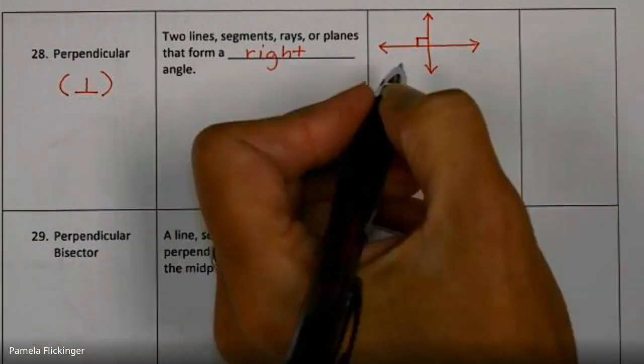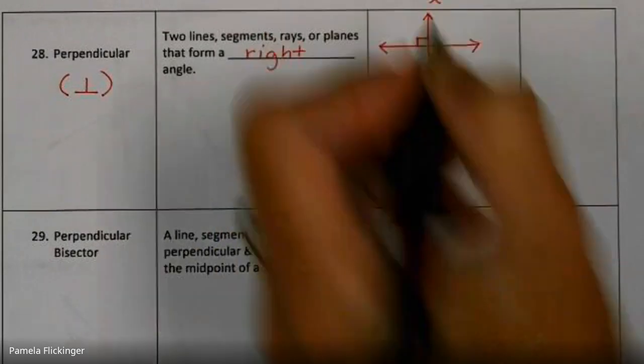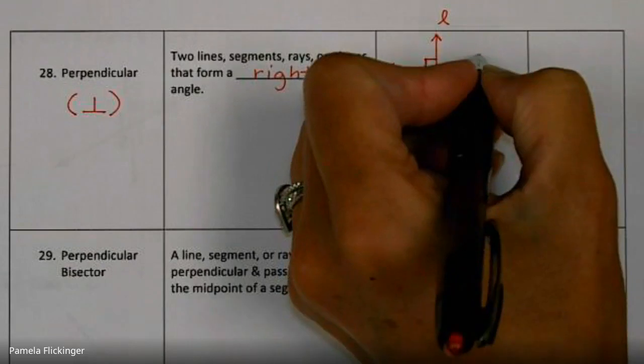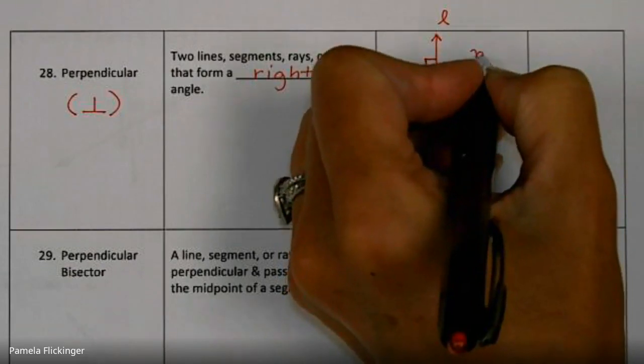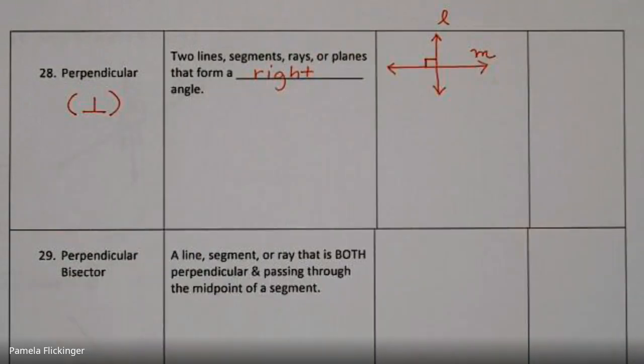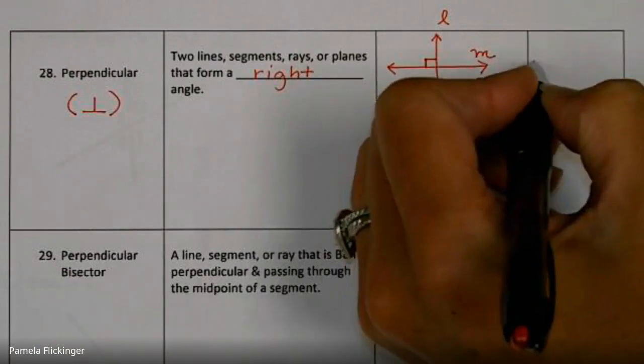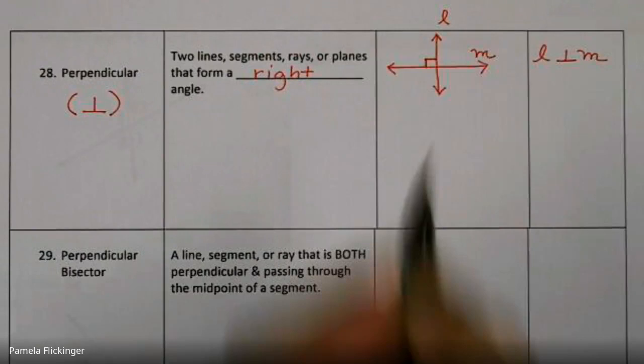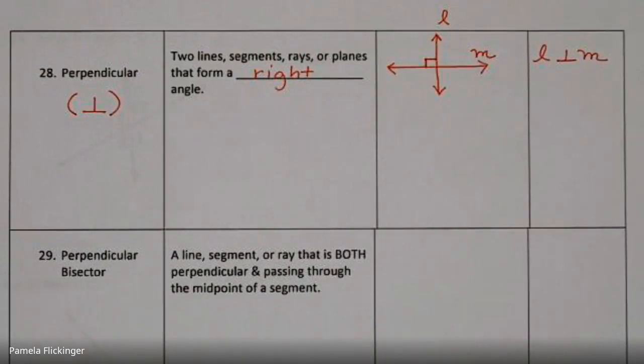Now, if I call one of these lines line L, I'll use a lowercase l. And the other one, I'm going to use a fancy M. Then the way I would write this is I would say line L is perpendicular to line M. We like that there's a symbol for this word because it's a really long word.